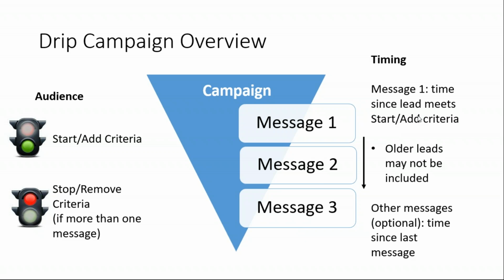The way these are timed is message 1 happens within a certain time based on my start criteria. Then messages 2 and 3 and any others depend on the message before. For example, message 2 can be 3 days after message 1. Message 3 can be 1 week after message 2.